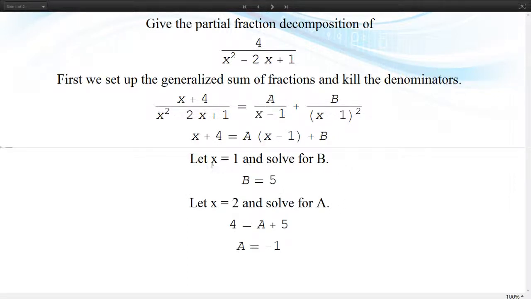Now we plug in x is 1 to kill off the a term, and we get 5 on this side of the equation, and b on that side of the equation. The a term dies. So b equals 5. We plug b into this equation, and we pick a value for x. I'm going to pick 2 because 2 minus 1 is 1, which is really convenient. So by plugging in our b value and letting x equal 2, we end up with this equation.